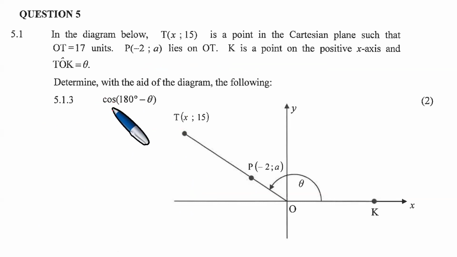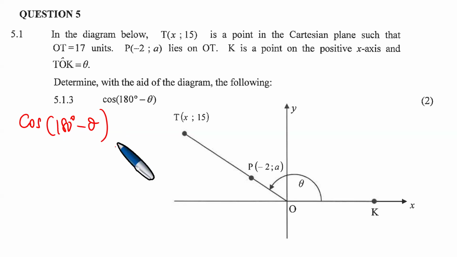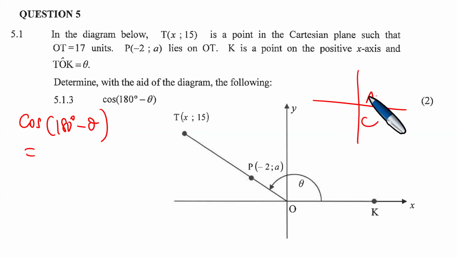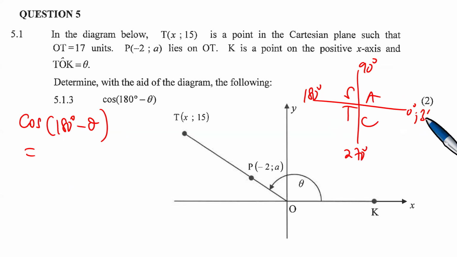Determine with the aid of the diagram the following: the cosine of 180 degrees minus theta. So at this point, if you have the cosine of 180 degrees minus theta, in which quadrant is 180 degrees minus theta? You'd have to just recall the CAST diagram. In view of the CAST diagram, this is 0 degrees, 90 degrees, 180 degrees, 270 degrees, 360 degrees.